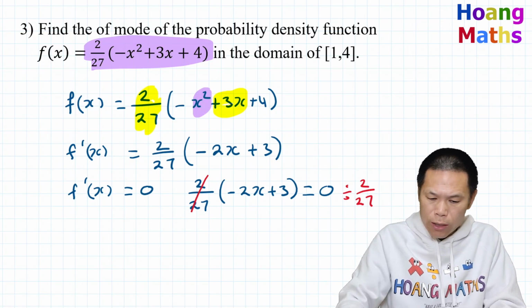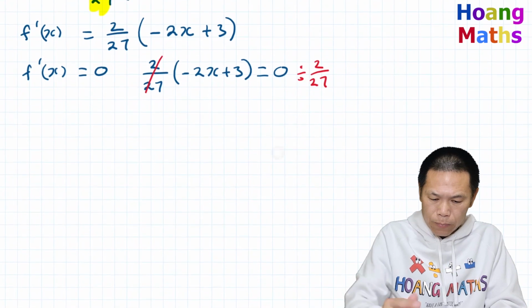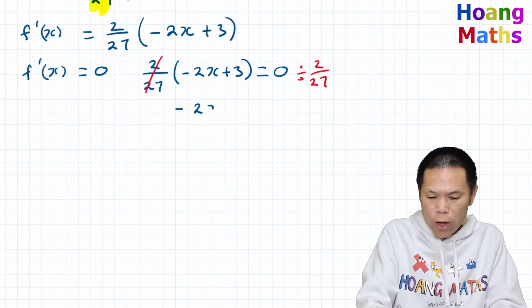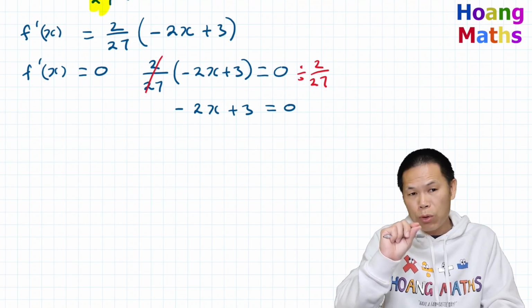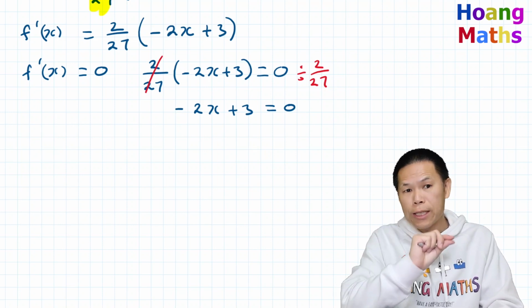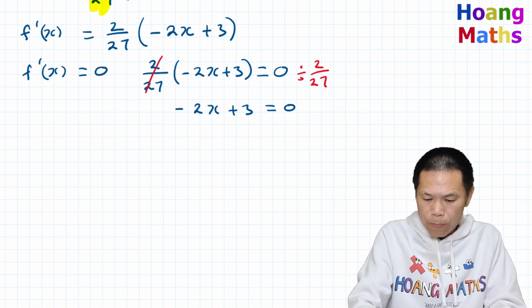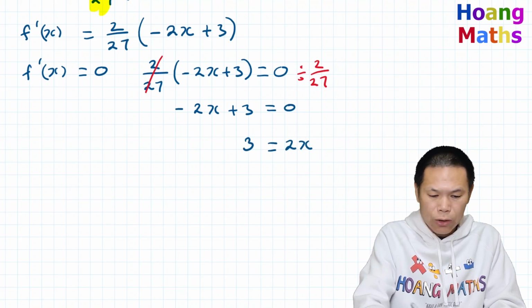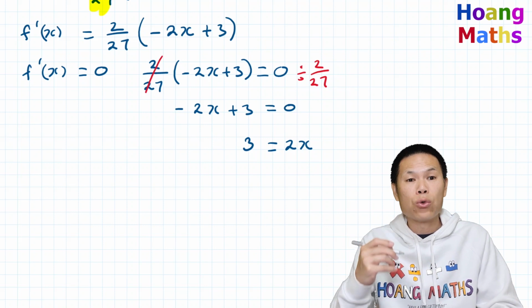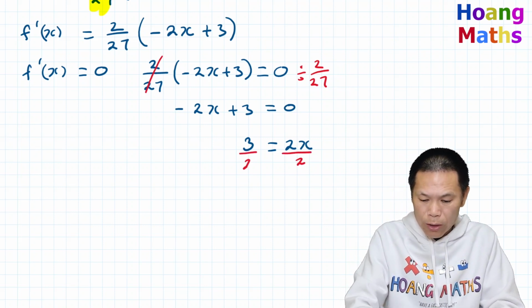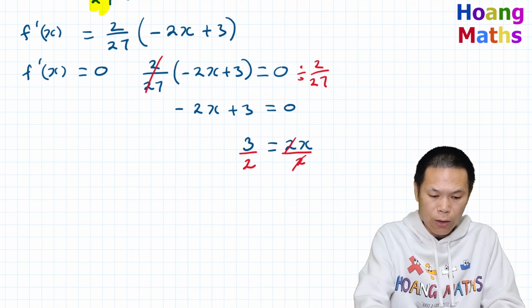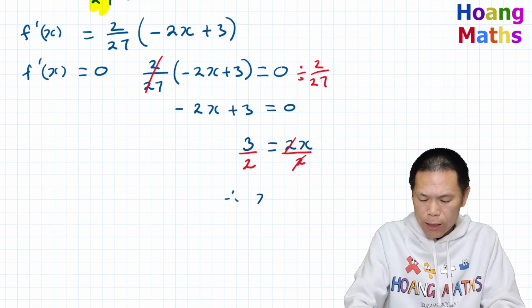So in other words, negative 2x plus 3 is 0. So I just move negative 2x to this side, so that will give me 3 is equal to 2x. To solve for this, I divide by 2 on both sides. I divide this by 2, I divide this by 2, cancel out. So therefore, x is equal to 1.5.